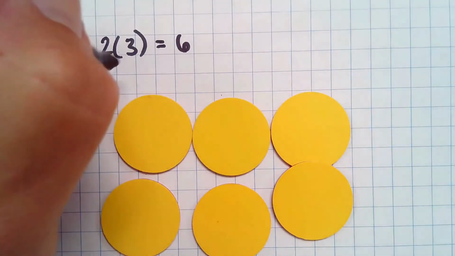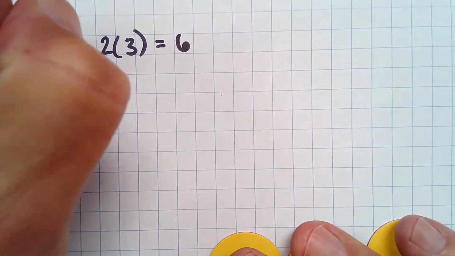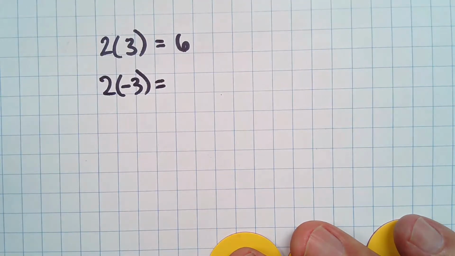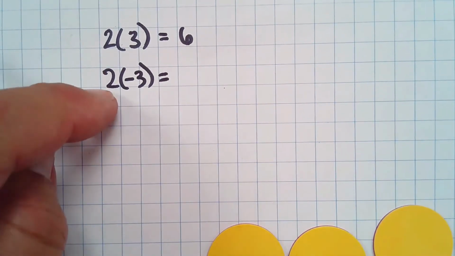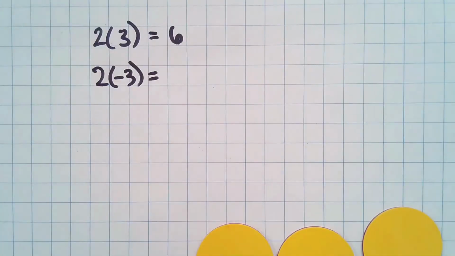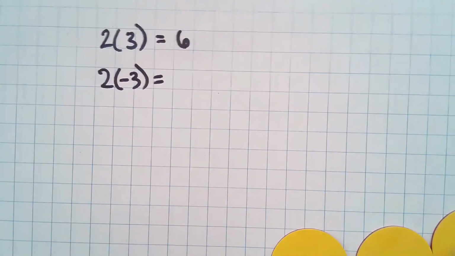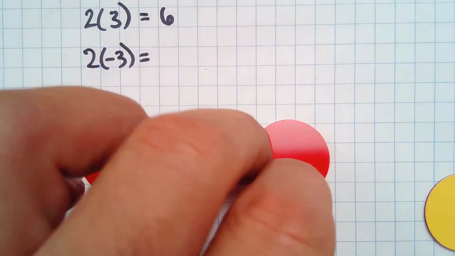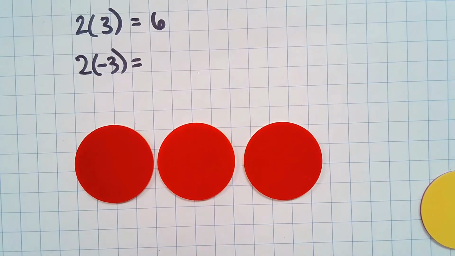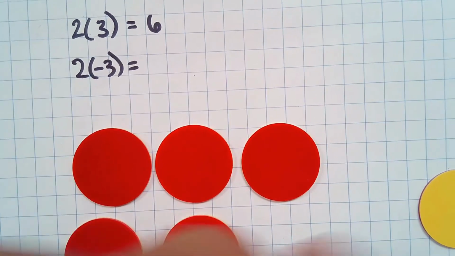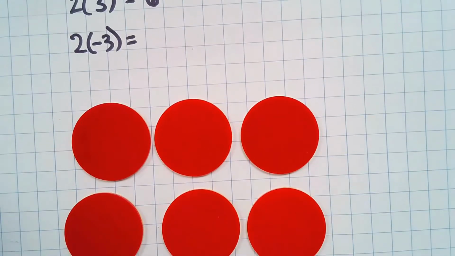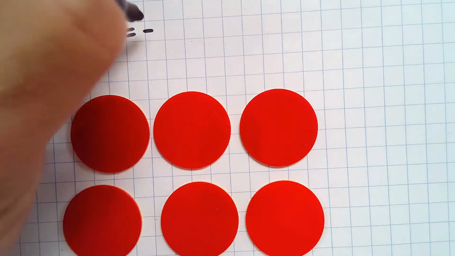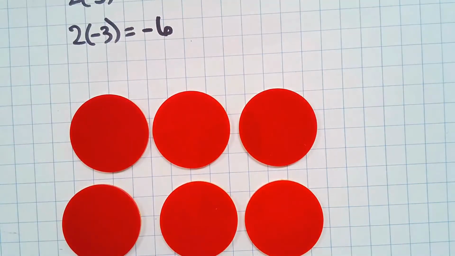Okay, well, how about this? Two groups of negative 3, or two groups of the opposite of 3. Well, you might know that this is negative 3, or the opposite of 3. And two groups of those means that I have this. So altogether, I got negative 6. So two groups of negative 3 is negative 6.